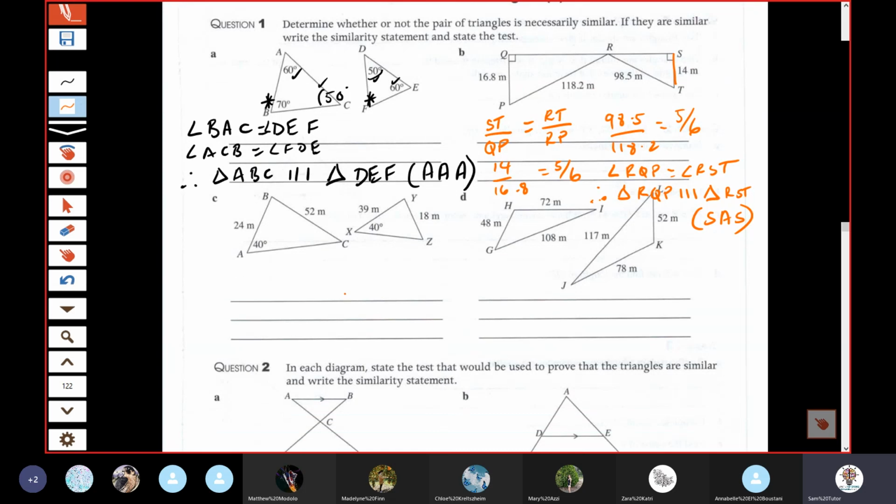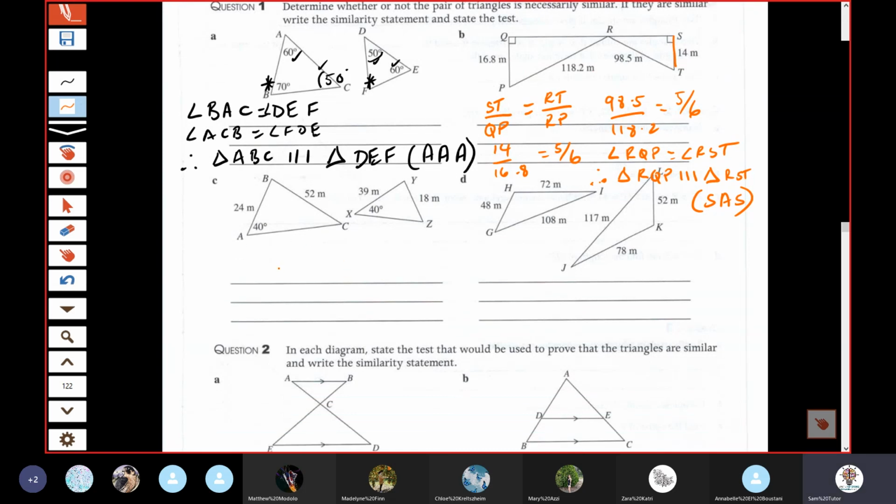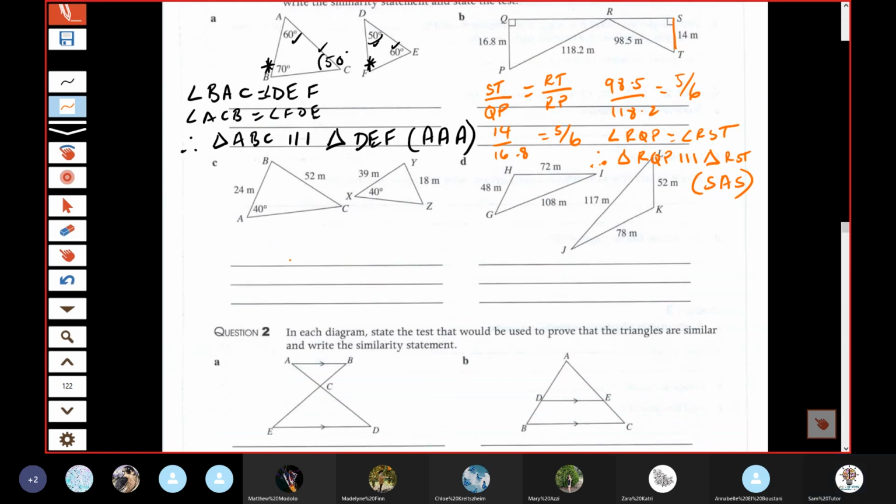And we do it again. Who wants to start this one off? Pretty much exactly the same as B. You're hoping that two of the sides are in the same ratio, and an included angle. Nope, that's not going to be this case. Yeah, it is. Yeah, sorry.